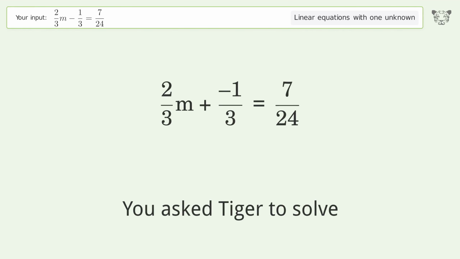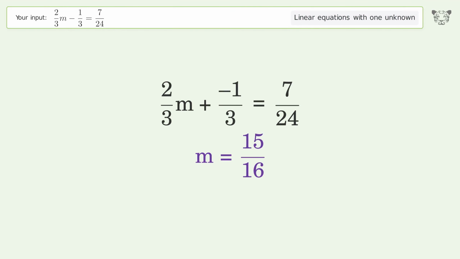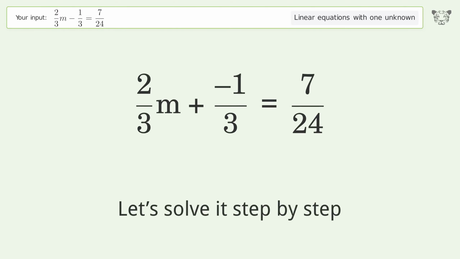You ask Tiger to solve. This deals with linear equations with one unknown. The final result is m equals 15/16. Let's solve it step by step.